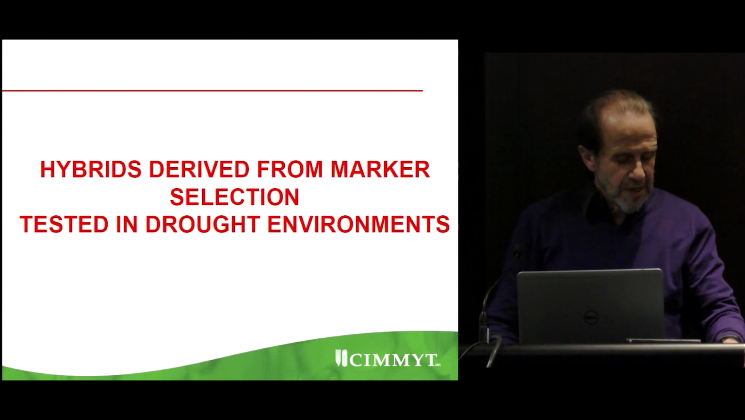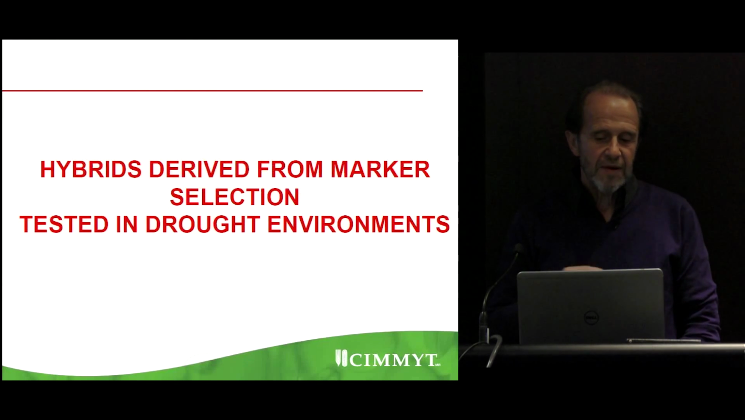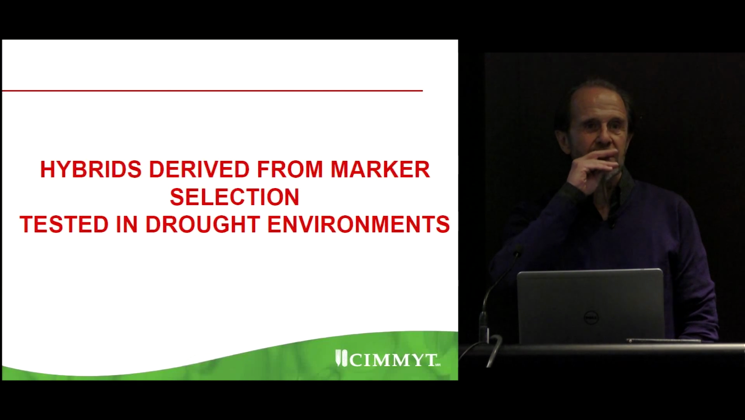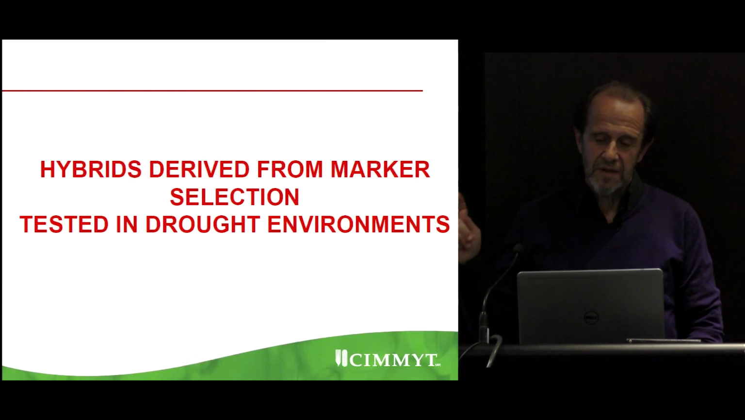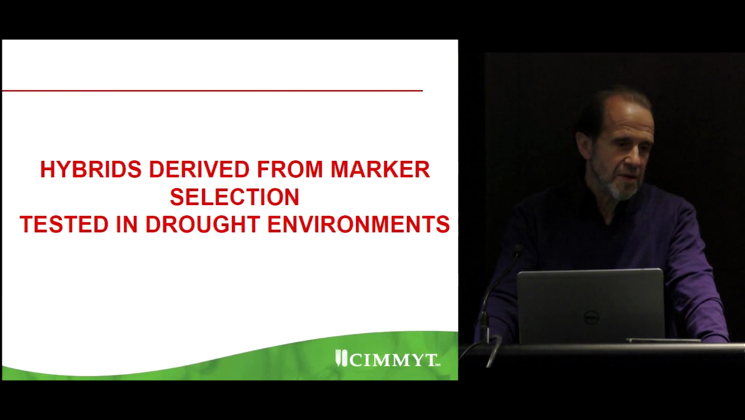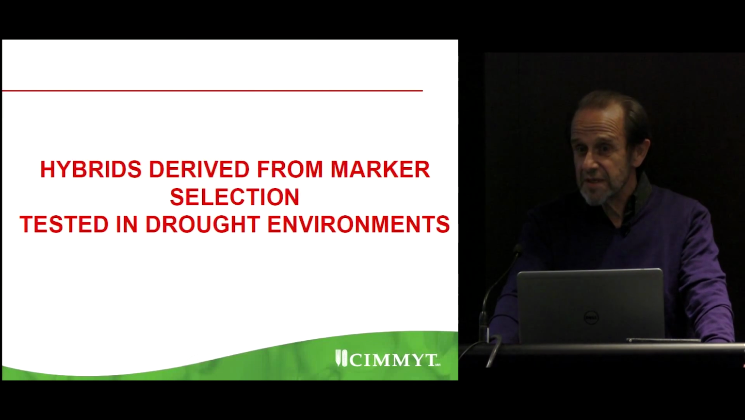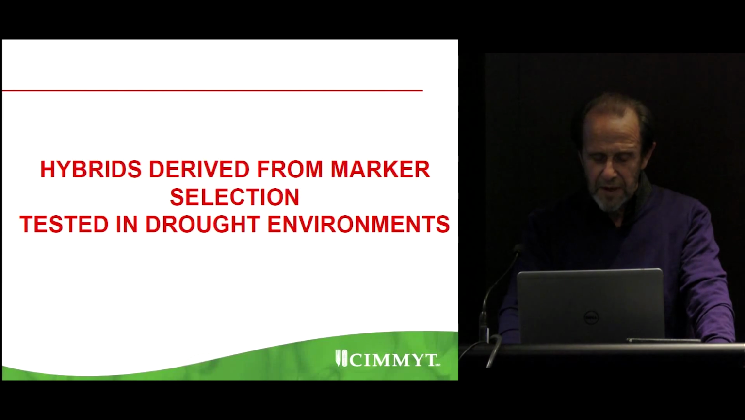What they did was this. They developed lines from the marker selection. They developed lines from the standard conventional selection. And they tested these lines. The hybrids developed from the lines from the marker selection and from the conventional selection were put in yield trials in different environments to see if the hybrids from the marker selection, or the genomic selection, were superior to the hybrids from the conventional breeding. These are the results.